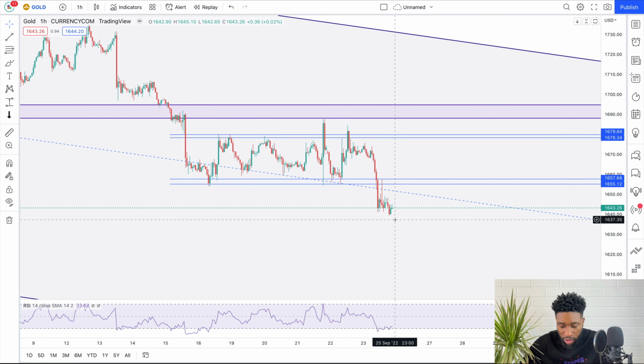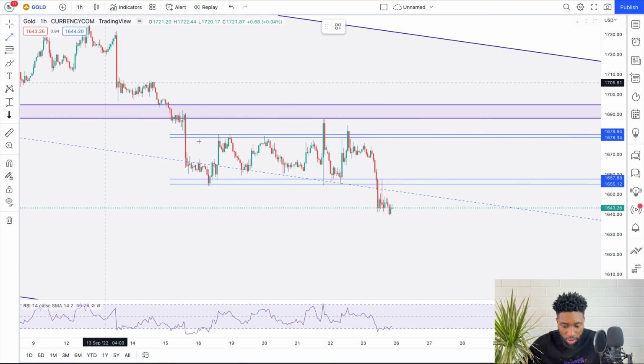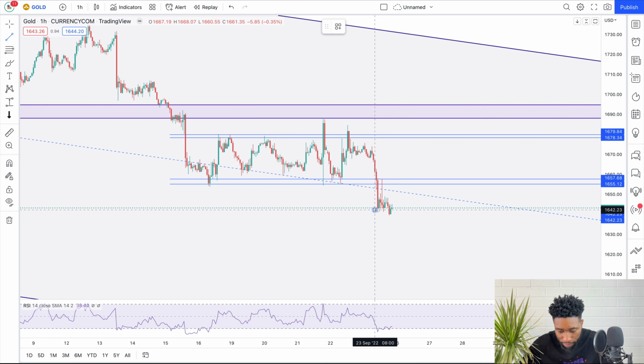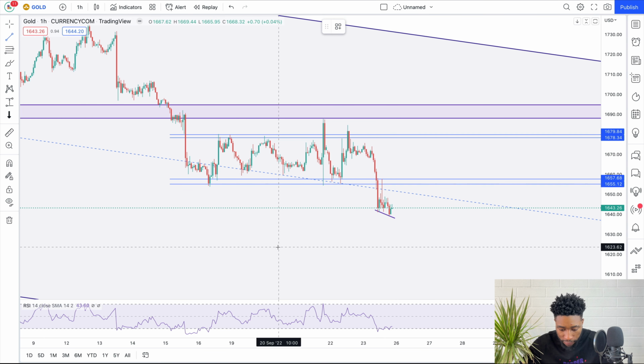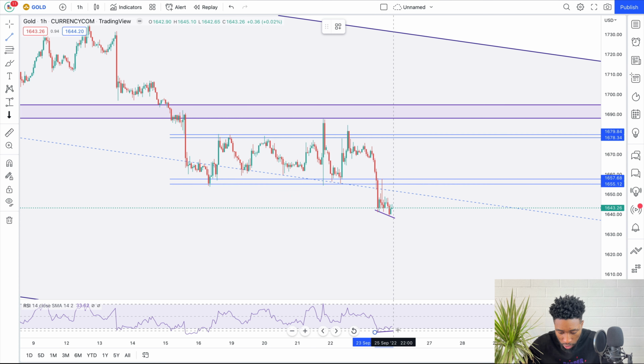So this could eventually go up. There's also some slight bullish divergence here. If you take a look at these lows on the RSI, you would find that we are having a sort of bullish divergence. So we could see something like this next week.